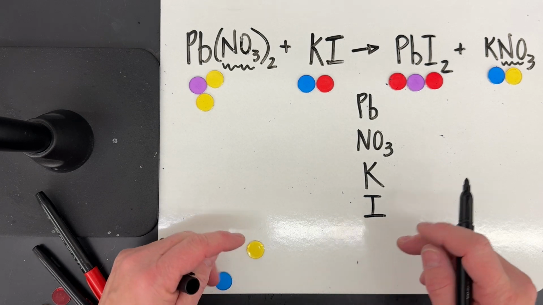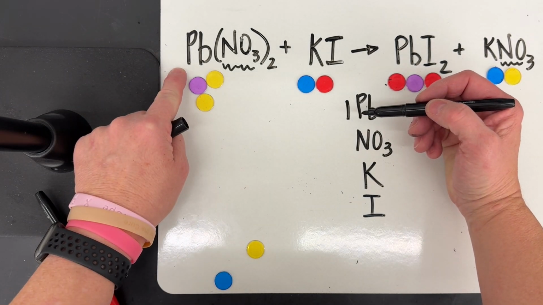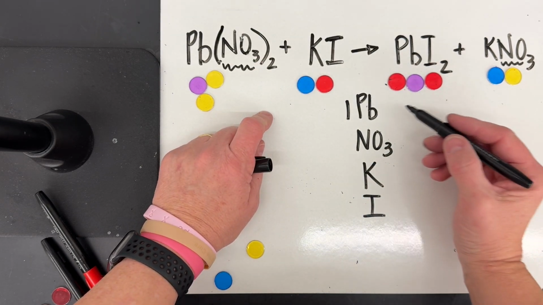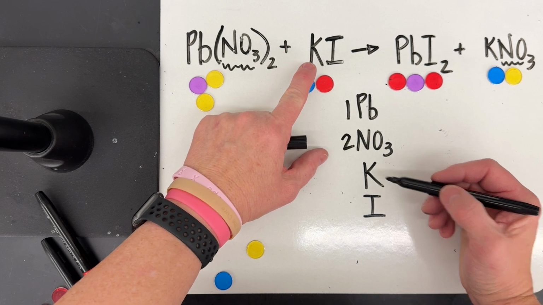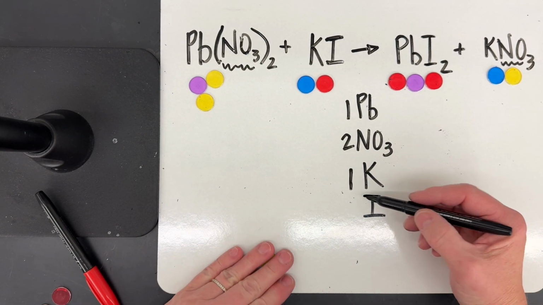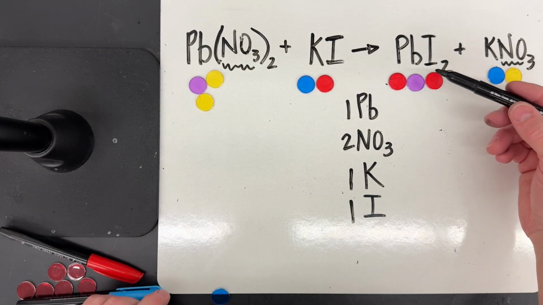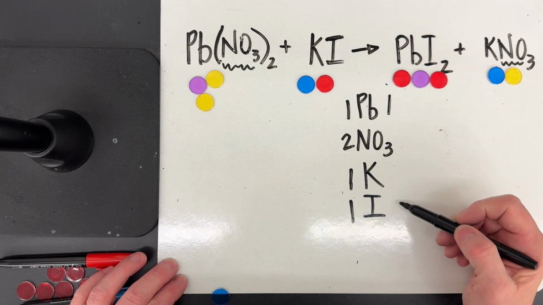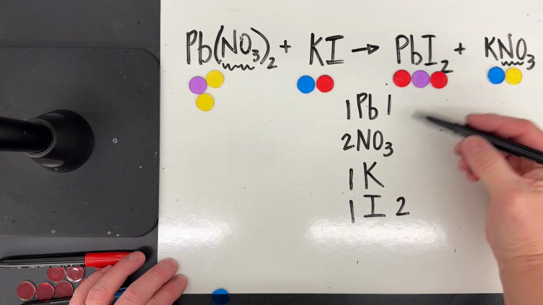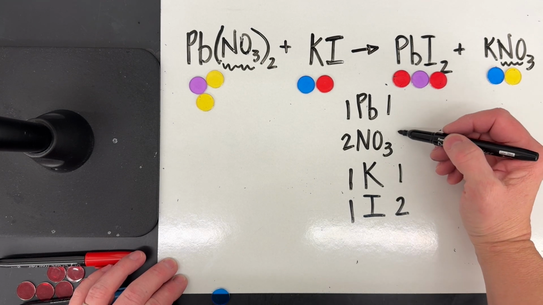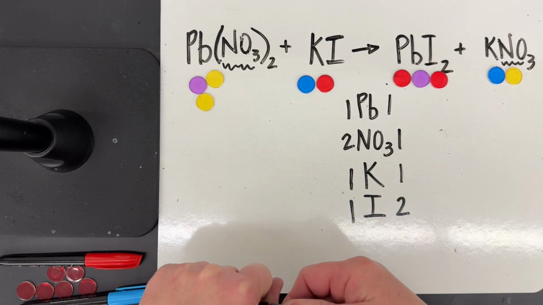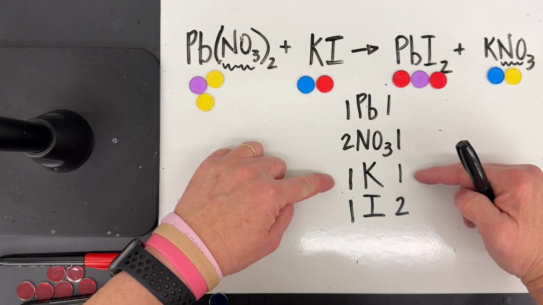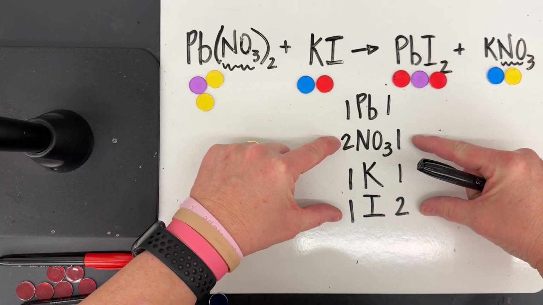Let's do it this way first. So we have one lead on this side, and this 2 only goes to what's in parentheses. So that's 2 nitrates. And then we have 1 potassium and 1 iodine. Over here, we've got 1 lead, and here we've got 2 iodines, and here we've got 1 potassium and 1 nitrate. And so now you have this inventory, and you can see these are okay, but then these 2 aren't, okay?